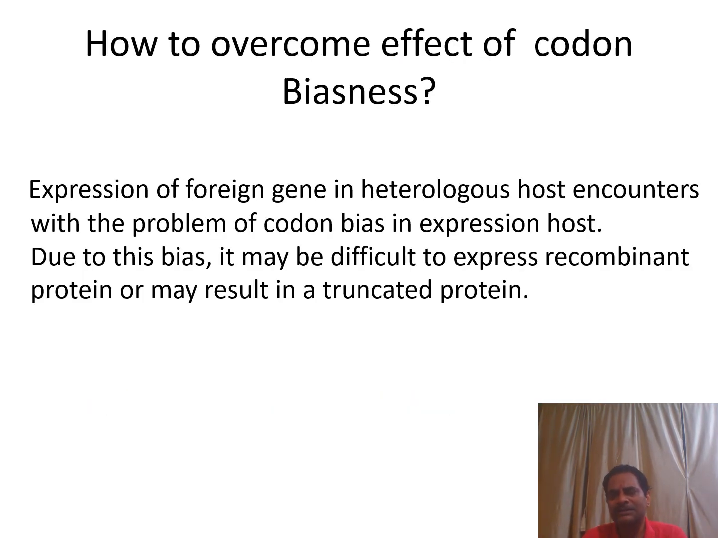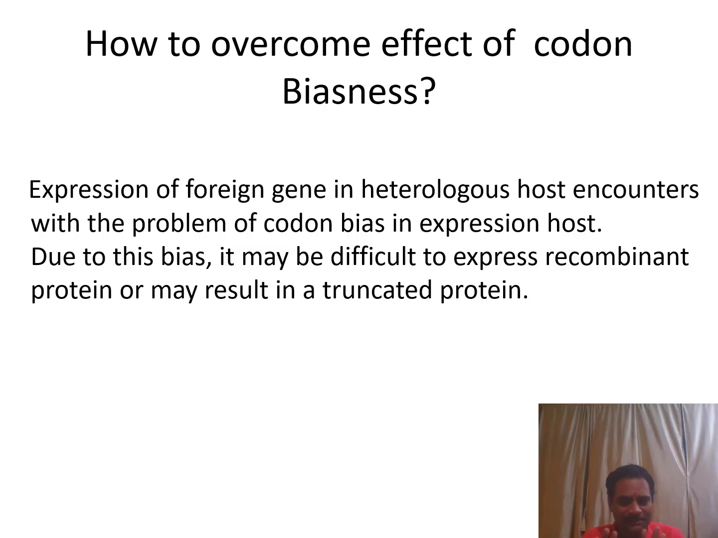Now, sometimes or most of the time, when we produce recombinant protein of eukaryotic origin in E. coli, there is codon bias. Due to codon bias, there is no production or less production of your recombinant protein, or sometimes truncated protein production. Now, what is codon bias?